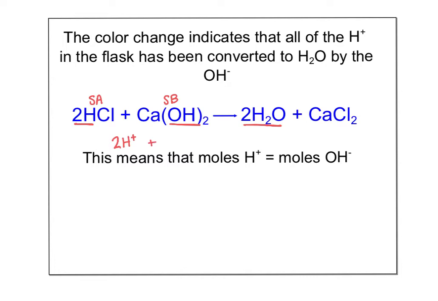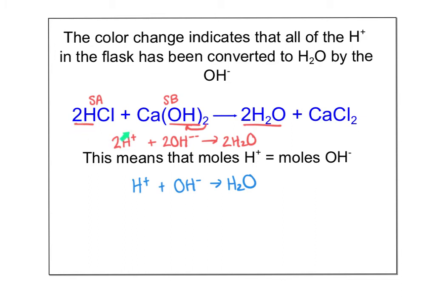I get 2 H plus, there are 2 OH minuses because of this 2, makes 2 H2Os, which we can always simplify. H plus plus OH minus makes water. Here's the important part. The moles of H plus when your solution turned pink is equal to the moles of the OH minus when it turned pink.